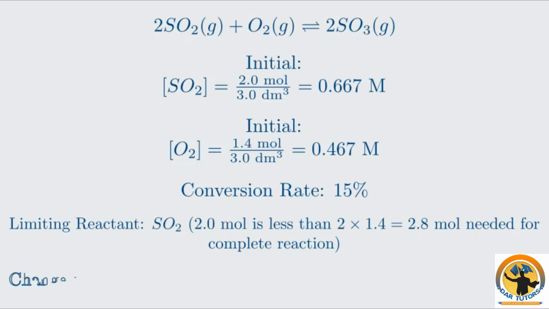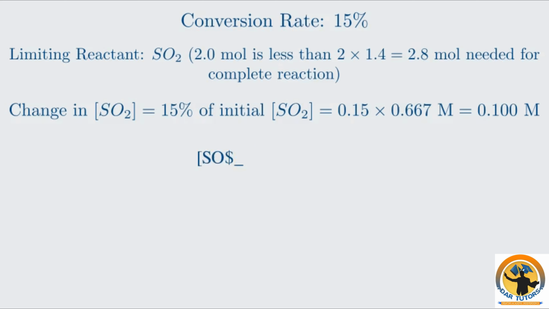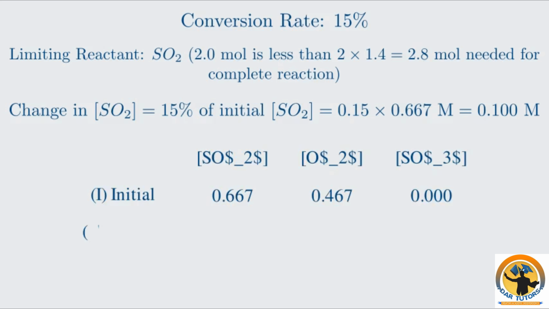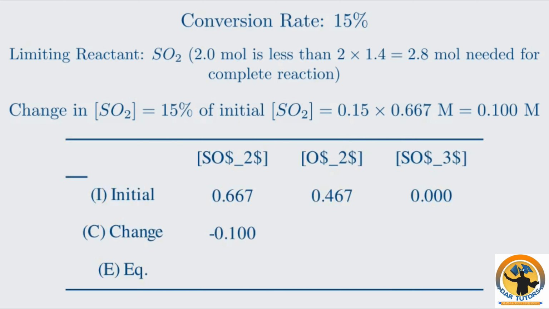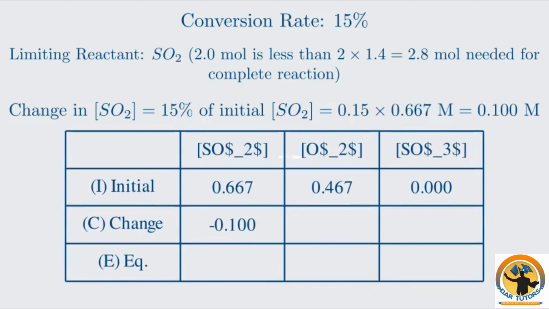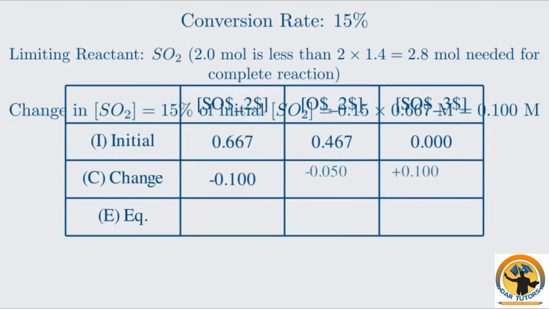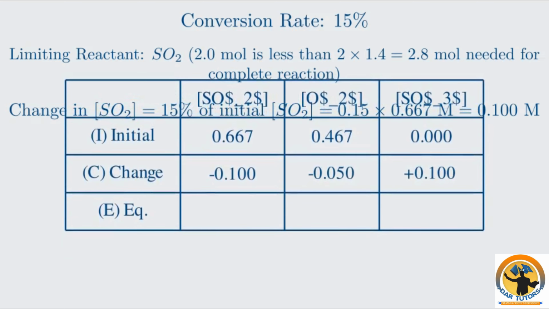The change in SO2 concentration is 15% of its initial value, which is 0.15 times 0.667 m, or 0.100 m. Since SO2 is consumed, this is a change of 0.100 m. Now we can complete our ice table. The initial concentrations are 0.667 for SO2 and 0.467 for O2. The change for SO2 is 0.100. Using the 2-1-2 stoichiometry, the change in O2 is half the change in SO2, so 0.050 m. The change in SO3 is equal to the change in SO2, so plus 0.100 m.